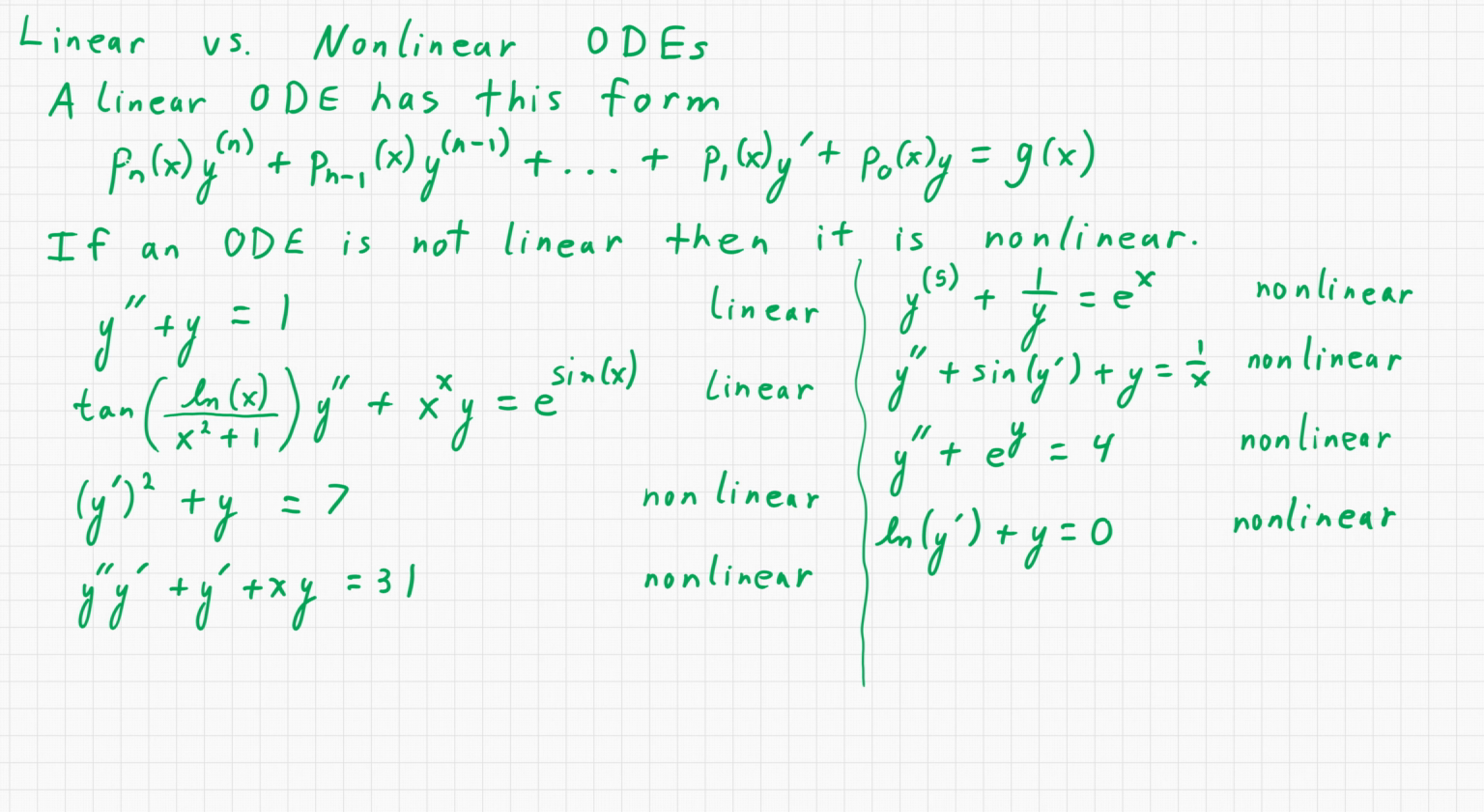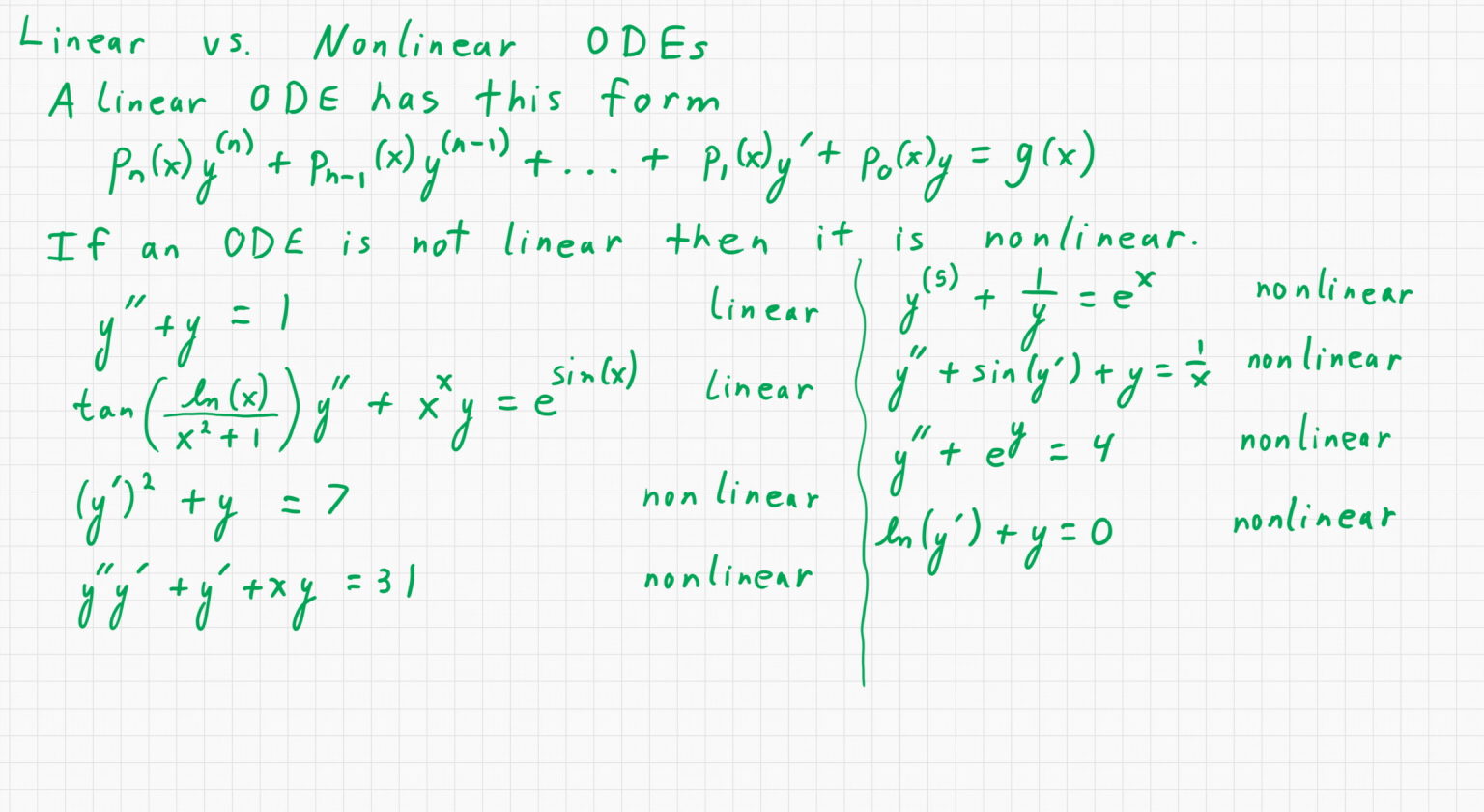So you have p sub n for some nth function here. We have to name them with subscripts. It's a function of x, not as it doesn't have any y's in it, and that's paired with y at the nth derivative. Then you can have plus another function, this one's p sub n minus 1 of x, and that's paired with y to the n minus 1th derivative. And then plus plus plus dot dot dot. You have p1 of x, which is paired with y prime, plus p sub 0 of x, which is paired with y, equals g of x.